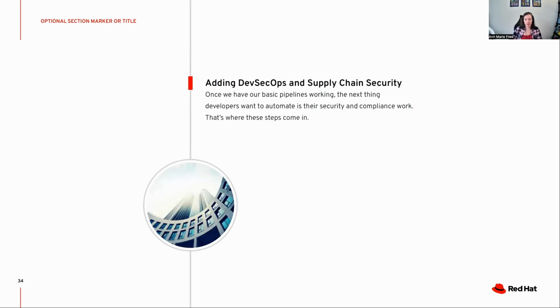Now let's talk about what you can do to add DevSecOps and supply chain security features to a pipeline. So once we have the basics working, that's usually the next thing we want to do: automate security and compliance work, because that can get really tedious.